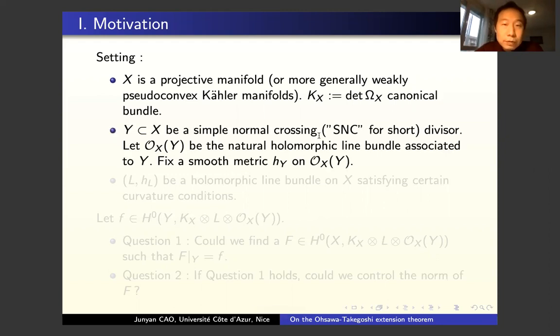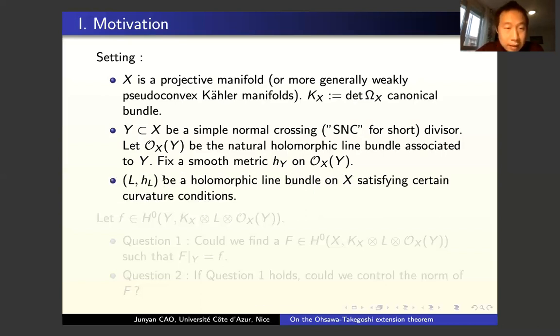Now let Y be a simple normal crossing divisor in X. And now let O_Y be the natural holomorphic line bundle associated to this divisor, and we fix a smooth Hermitian metric on this line bundle. The third element is a holomorphic line bundle L on X, and we suppose that its curvature is positive and satisfies some curvature conditions, which we will make precise later.